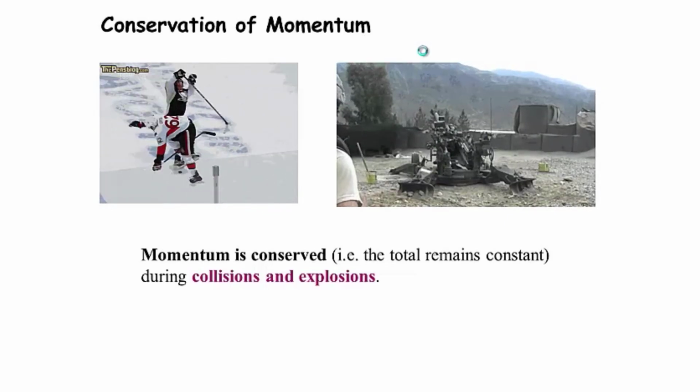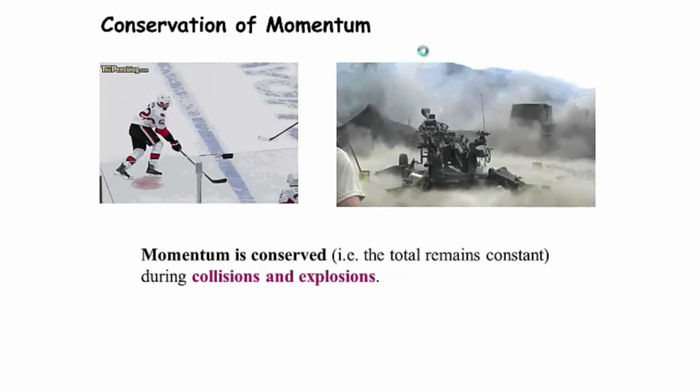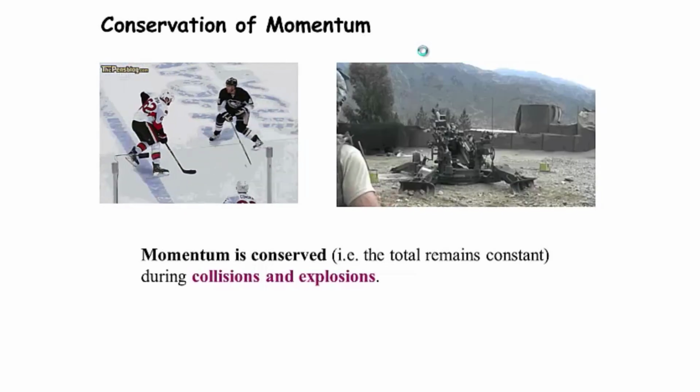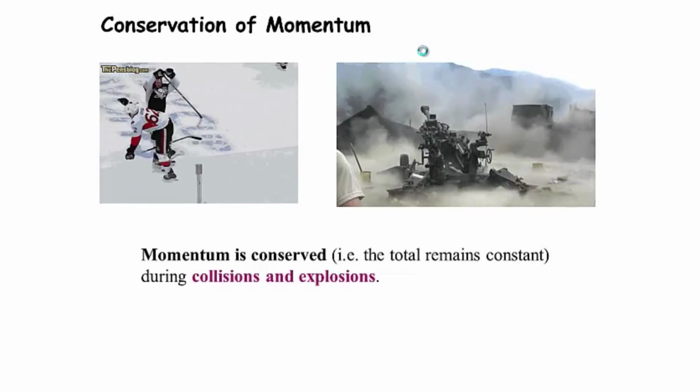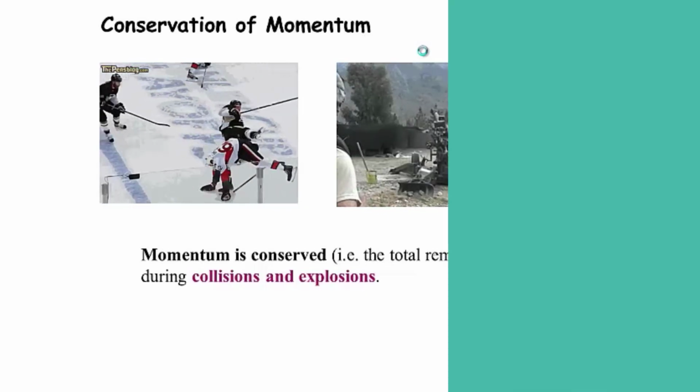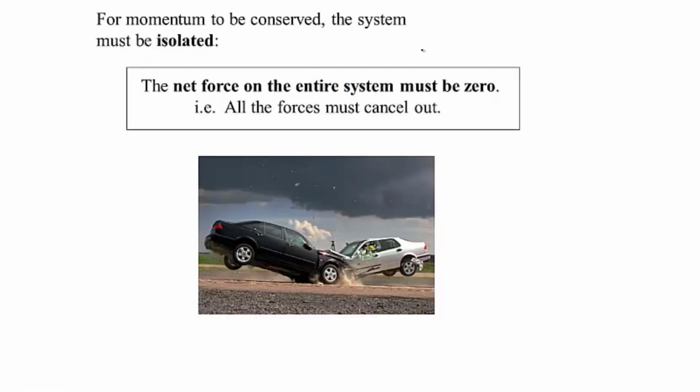Momentum is conserved. In other words, the total momentum in the system remains constant during collisions and explosions. Now, for momentum to be conserved, there's a condition. The system must be isolated. In a non-isolated system, the law of conservation of momentum does not apply.